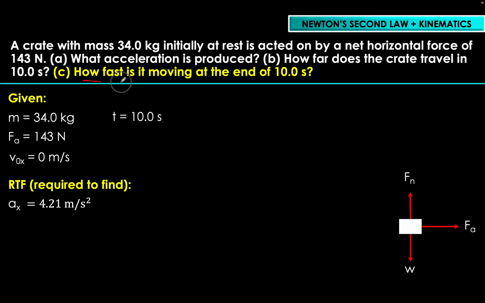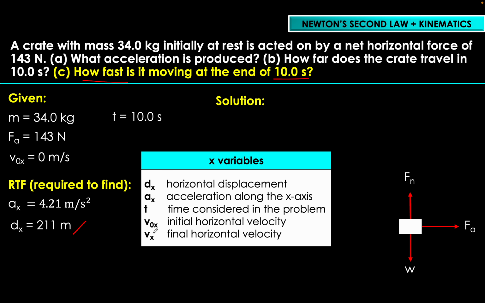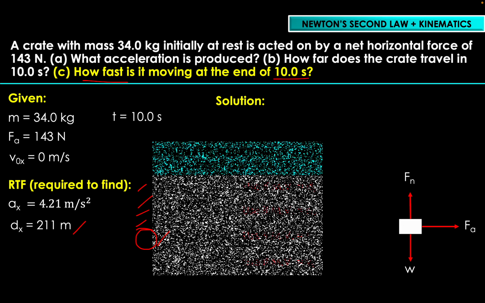Obviously, how fast it is moving after 10.0 seconds is referring to the final horizontal velocity. Again, d sub x has been identified to be 211 meters. Now, for the solution, our required to find is the final horizontal velocity. Because we know d sub x, acceleration along x, time, and initial horizontal velocity, we can actually use any equation as long as it contains the final horizontal velocity, which is our required to find.